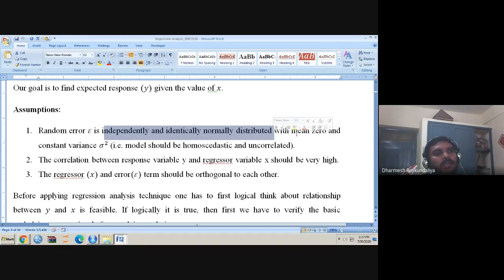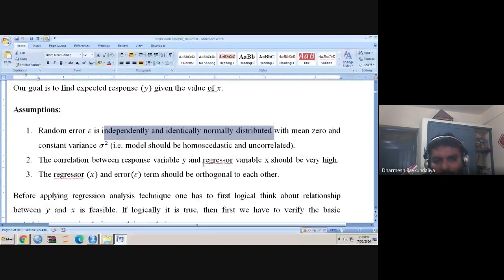मतलब कि it should not be a systematic error. जैसे इंस्ट्रूमेंट में repeatedly आपको error बढ़ती जाती, it is not like that. It is purely random errors. And it has the normal distribution with mean 0 and variance sigma square. So this assumption we will verify later on.